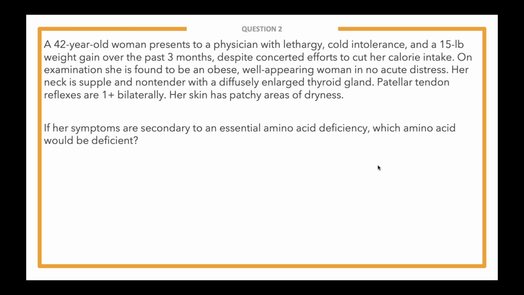That is by design. We don't want the answer choices to guide or dictate your thought process, and we don't want you to see an answer choice that you're familiar with that causes you to panic as you're answering the question. We've covered up those choices, and now we will begin by reading the lead-in, which is the question itself. So here we go. If her symptoms are secondary to an essential amino acid deficiency, which amino acid would be deficient?